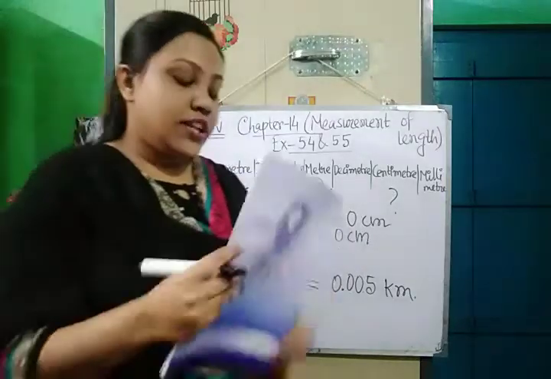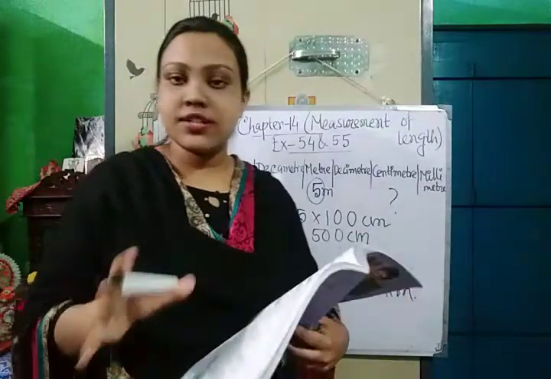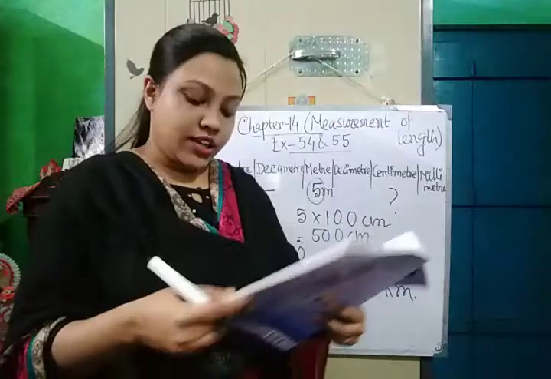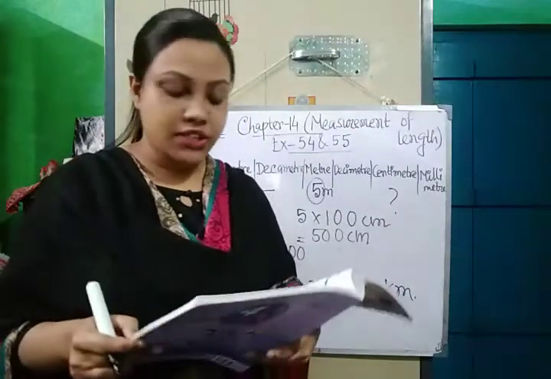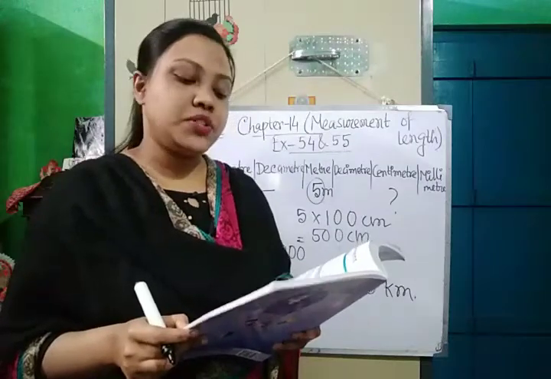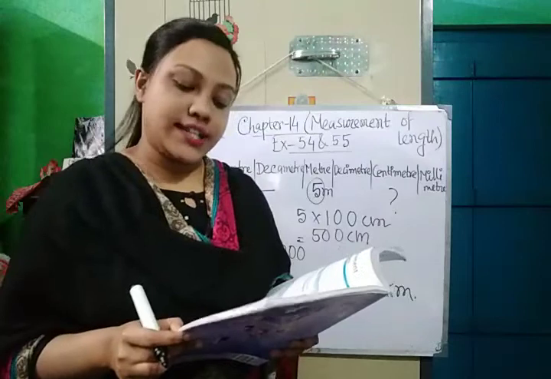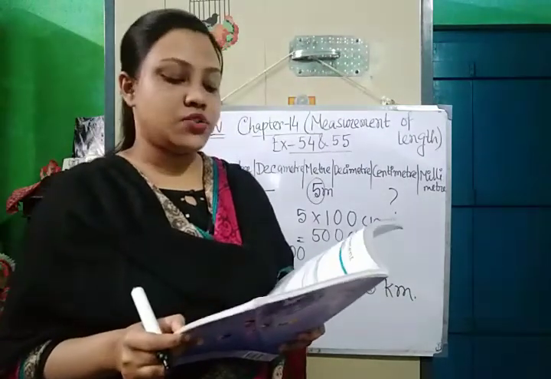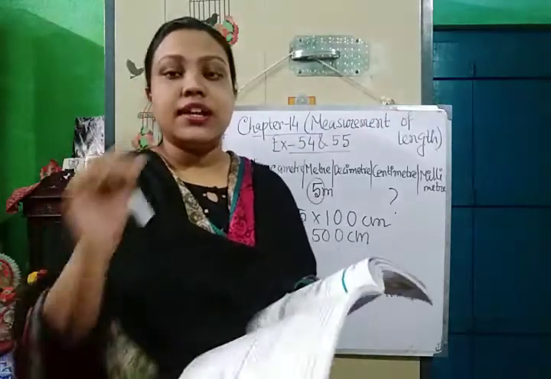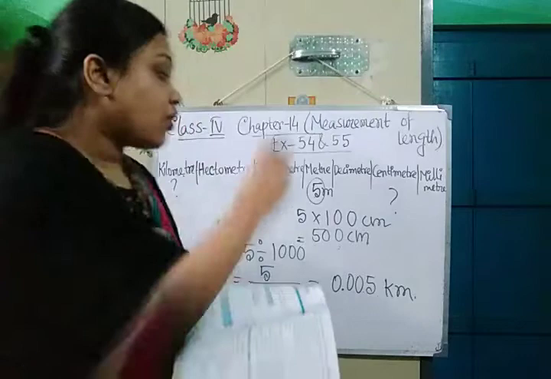Okay. So in your book, some conversions are given. Those conversions you will need in this chapter. You can see page number 141. First one is given that 10 millimeters equals 1 centimeter. Second one is 10 centimeter equals 1 decimeter. 10 decimeter equals 1 meter, and 1000 meter equals 1 kilometer. Those conversions you can remember, or you can also follow the chart.